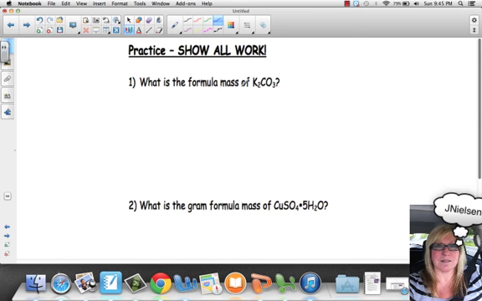So what is the formula mass of K2CO3? We need to break this down. K, we have 2 of them. So it's 2 times whatever the mass is. So it's going to be 2 times 39.0983, and that's going to equal 78.1966. Then we have 1 carbon, so 1 times 12.0111.